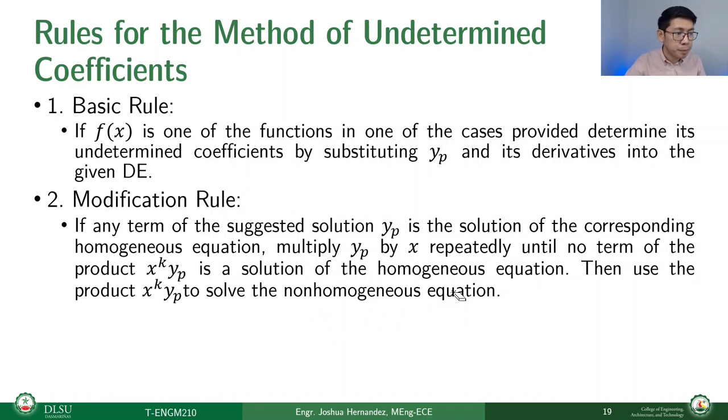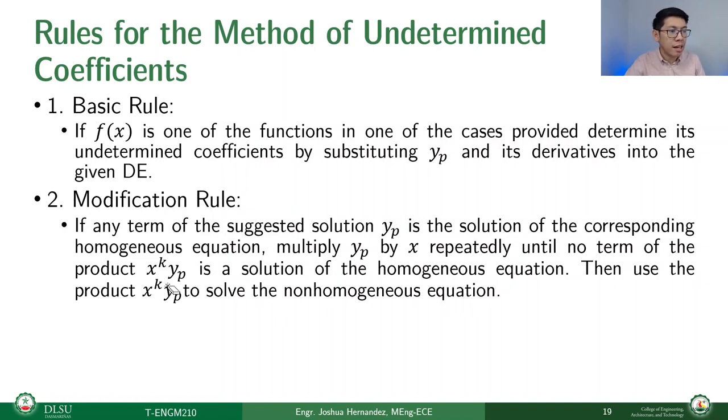Basically, what it says here is that if your trial solution, your y sub p, has a term similar or identical in expression to the homogeneous solution, all you need to do is multiply by x repeatedly until no term of the product x raised to k y sub p is a solution of the homogeneous equation. Okay? So, then use the product to solve the non-homogeneous equation.